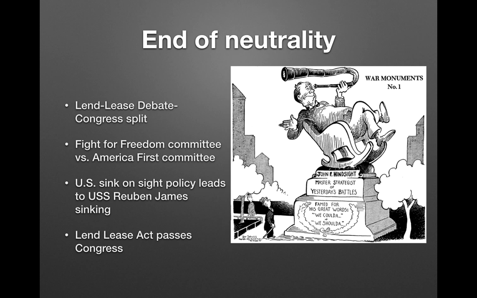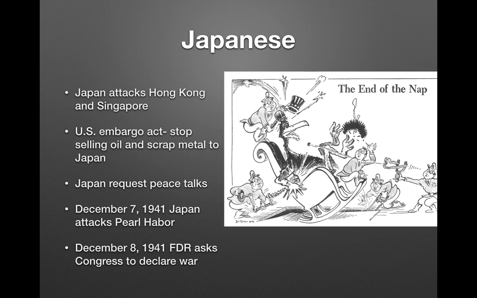So the two committees, if you will, first one was Fight for Freedom, which does want to get involved, be interventionist, and they're going against America First, who wants to stay isolationist. Now, the U.S. will make a sink-on-sight policy, and this leads to retribution by Germany sinking the USS Reuben James. The Lend-Lease Act will pass Congress in 1941. So, it looks like we're now getting close into the war. And let's talk about this then.